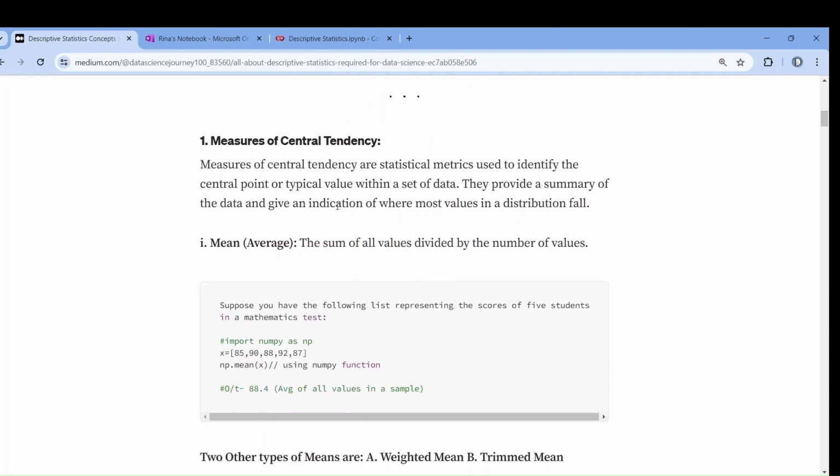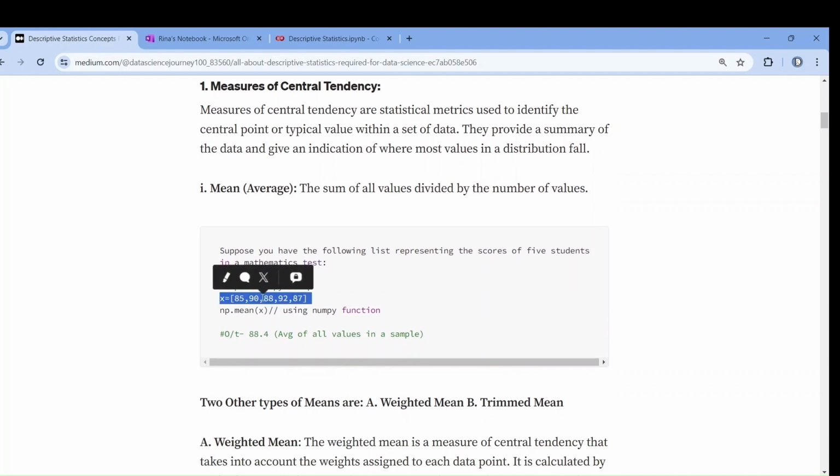Okay. Now measures of central tendency means you are trying to identify where the most values in a distribution fall. Okay. So identifying the central point within a data set. Okay, so we have to calculate the mean value. Mean is nothing but the average: sum of all numbers divided by the number of values.